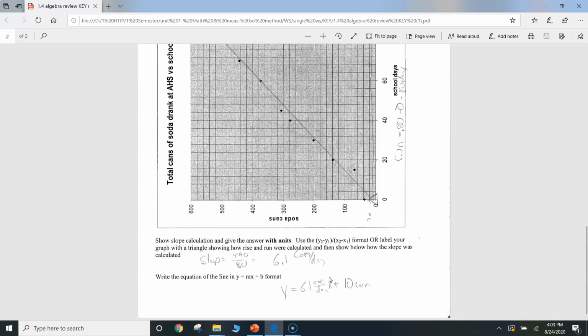So you should have gotten a slope somewhere around 6.1 for your slope. And if you got something like 7, you probably did something wrong. But anyway, that's how that should look.